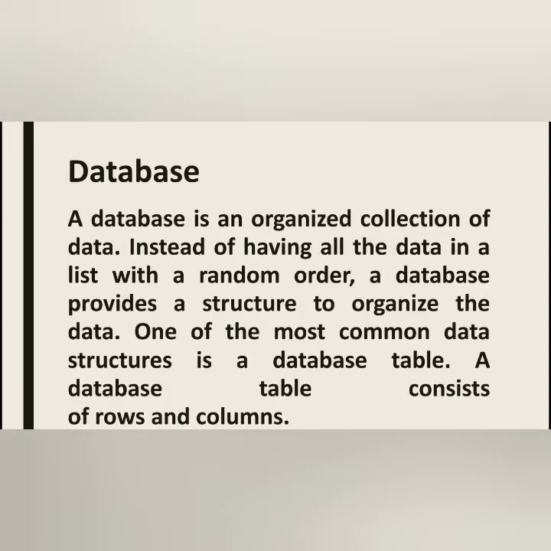A database is an organized collection of data. Instead of having all the data in a list with a random order, a database provides a structure to organize the data. One of the most common data structures is a database table. A database table consists of rows and columns. That is, a database is an organized way of storing information. It helps us to manage and access large amounts of information quickly and efficiently.